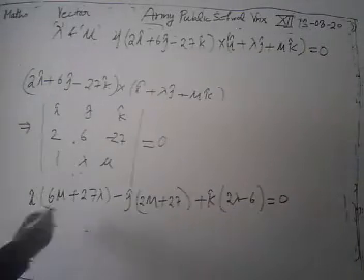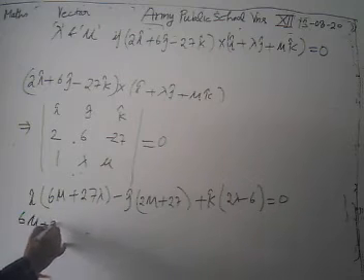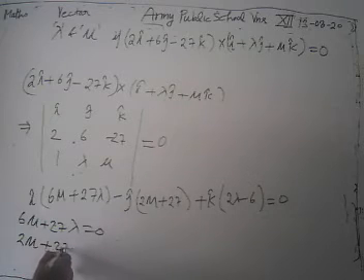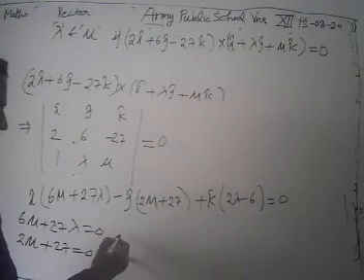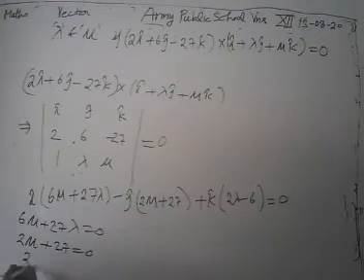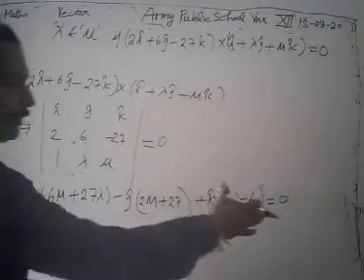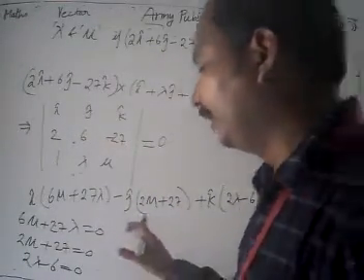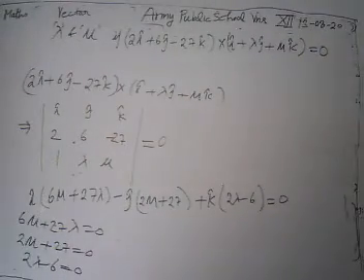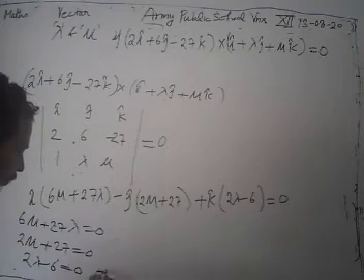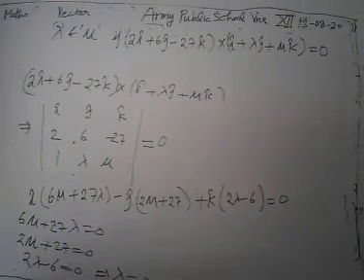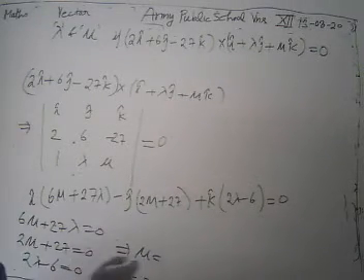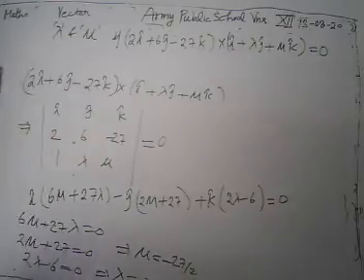From here we get 6 mu plus 27 lambda equal to 0. Also 2 mu plus 27 equal to 0. Also 2 lambda minus 6 equal to 0, because all these are equal to 0 i cap plus 0 j cap plus 0 k cap. After comparing the respective components, we get the values. From here the value of lambda is 3, and from here the value of mu is minus 27 by 2.